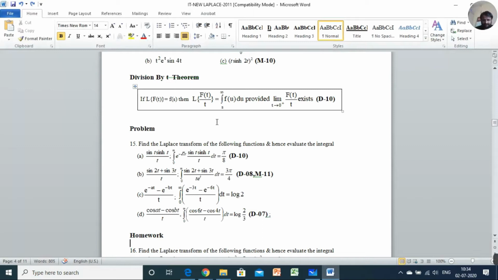For F of t, you have to apply s to infinity, f of s into du. Just as I have written here, that is f of u into du. So don't get confused. We have to integrate from s to infinity and just substitute the value.